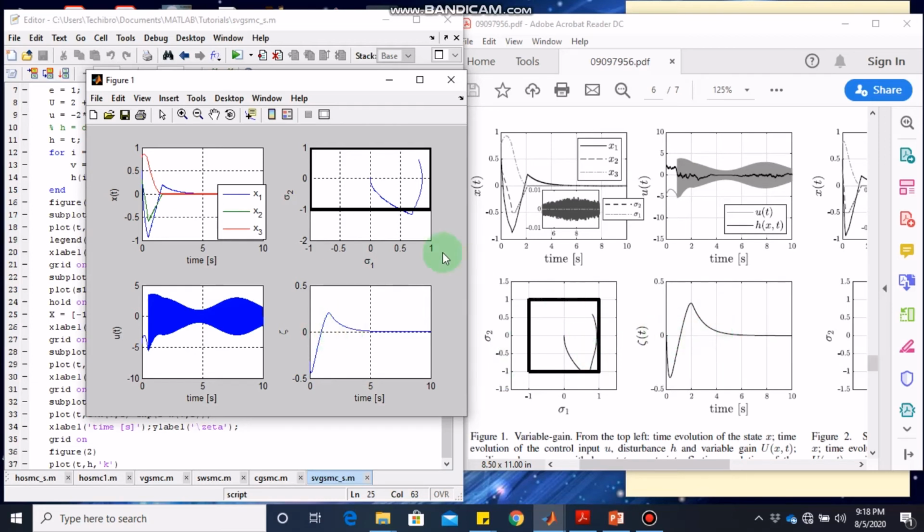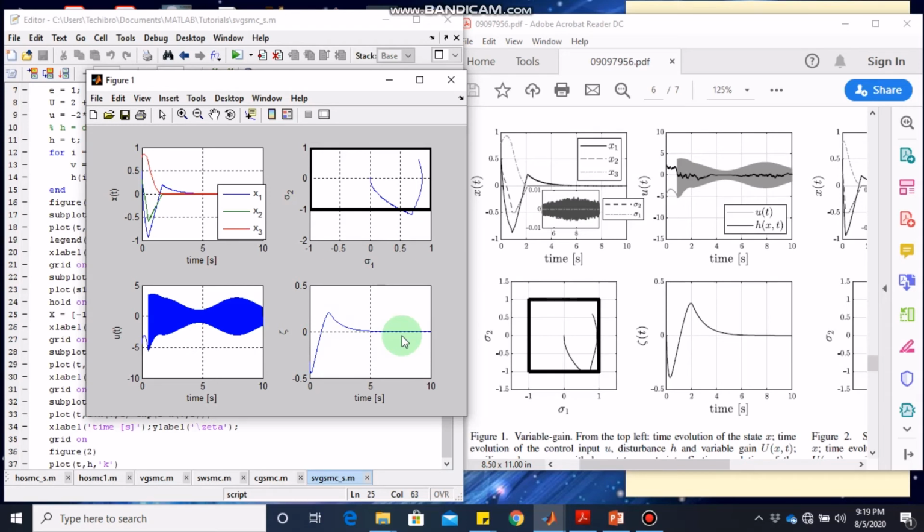Also in my case, this graph of sigma 1 versus sigma 2 appears to actually cross and come out of the square, which is not shown in the paper. So I'm not sure what's going on in here. Actually it does cross out of this square, but maybe there is an error in my code, because my zeta is also a little bit different from the zeta that they have.